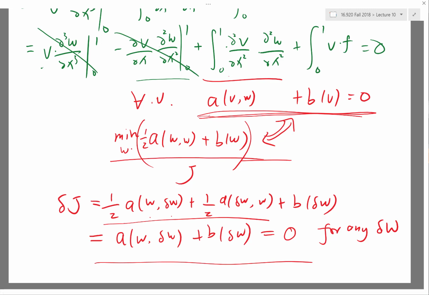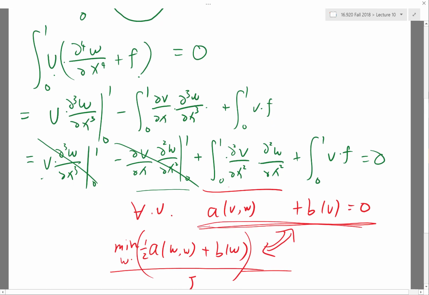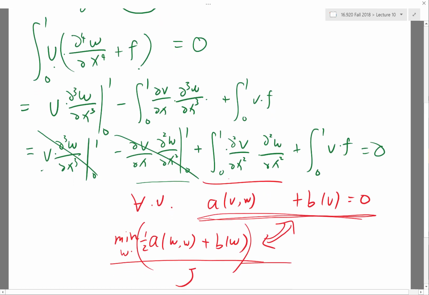Yes? Why is it necessary to perform the integration by parts one more time? The first time you do it, is that not bilinear already? Actually, even without doing it, it's already bilinear. But it is neither symmetric nor positive definite. So all this manipulation is to make it symmetric and positive definite.